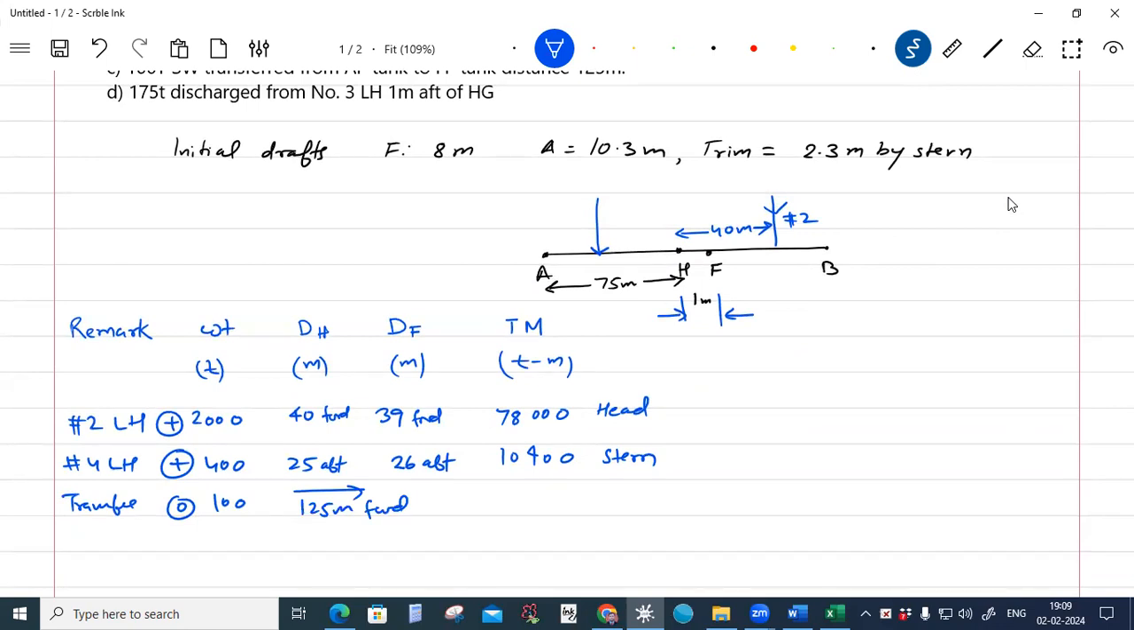So if you transfer something like this, what is going to happen from half peak? By the way, half peak is here, 4 peak is here. So you transfer something from half peak to 4 peak tank, trimming by head. 125 into 100, 12500 by head.